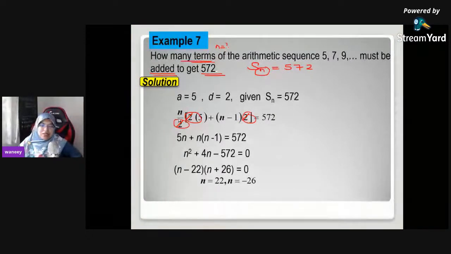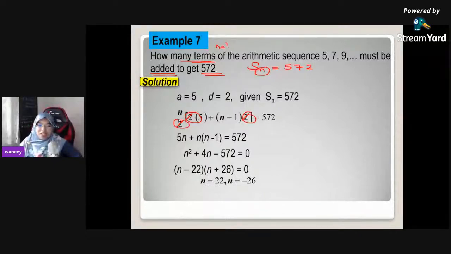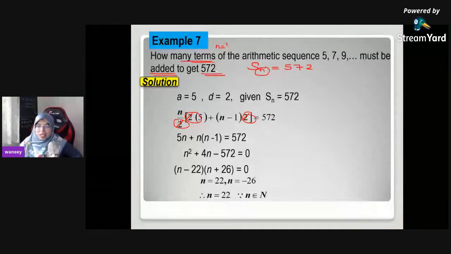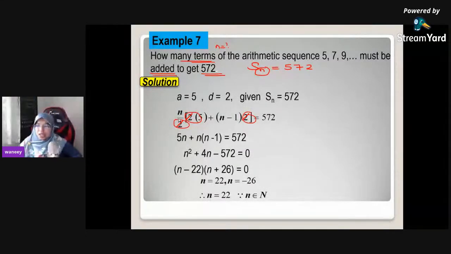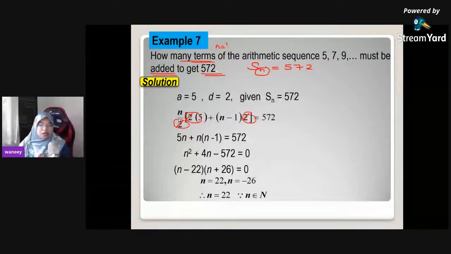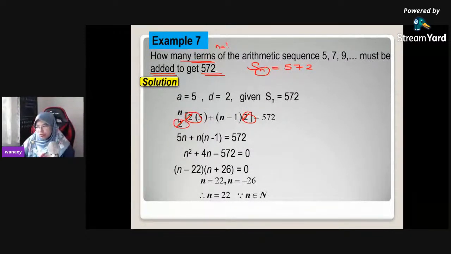So the reason why we are choosing only n equal to 22 is because we need something in natural numbers, ataupun kita nak nombor yang positif saja. Sebab kita bercakap tentang term kan, so first term, second term, third term and so on. So we don't want to have something with negative 26 term, tak boleh. So dia mesti kena positif sahaja. So that is why n is equal to 22.